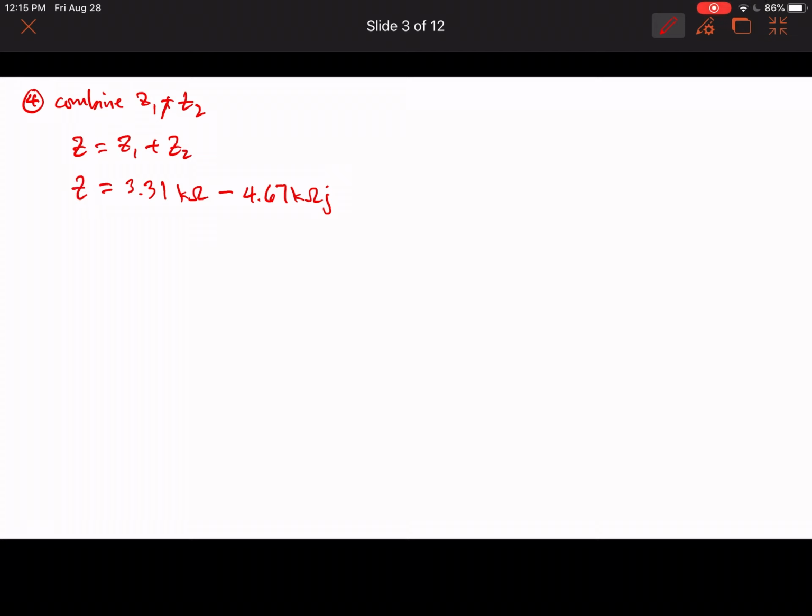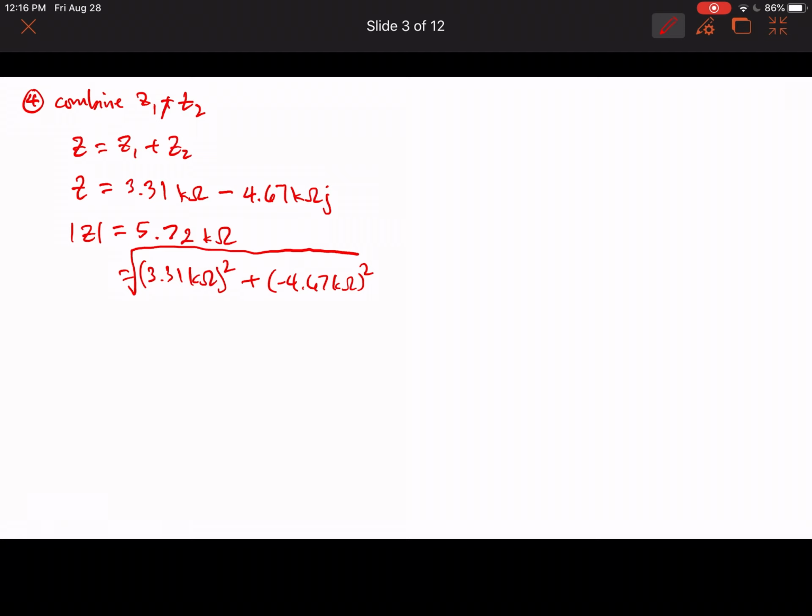We need to get the absolute value of Z, because we're going to use that value in order to solve for the current I. So this is 5.72 kilo ohms. How did we get this? 3.31 kilo ohms squared plus negative 4.67 kilo ohms squared, and you take the square root of that. So that's your Z.